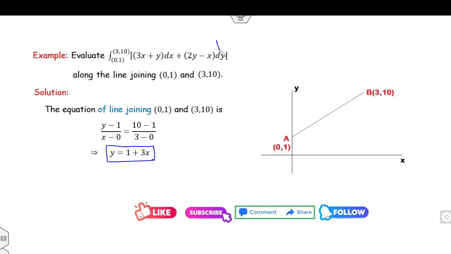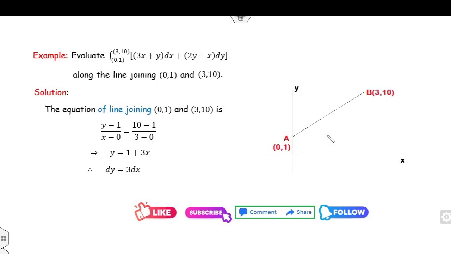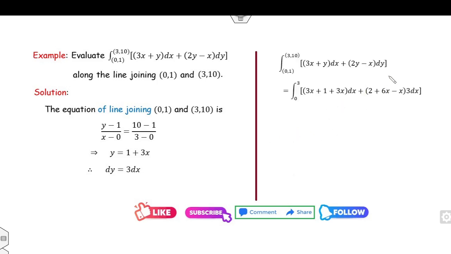I can substitute the value of dy. Dy will be 3 into dx. I can substitute the value of y and the value of dy in the given equation. And then your integration becomes in terms of x. And you can see the value of x is from 0 to 3. Now you can see it's all in terms of x. So can you solve this in terms of x? I think that's very simple.